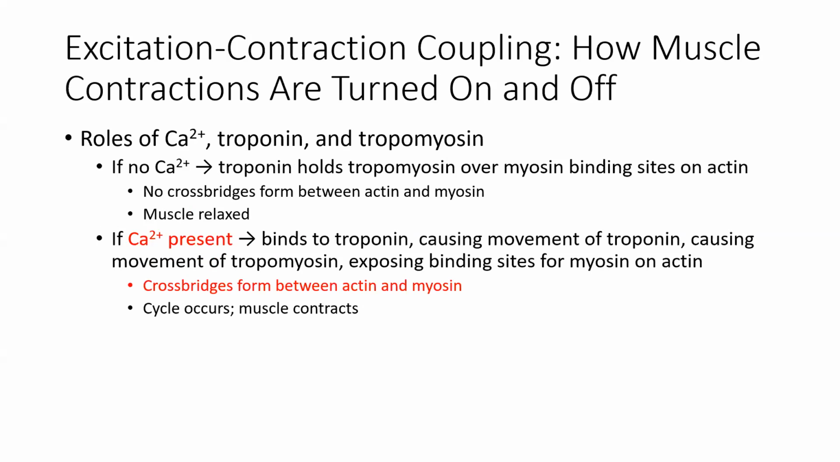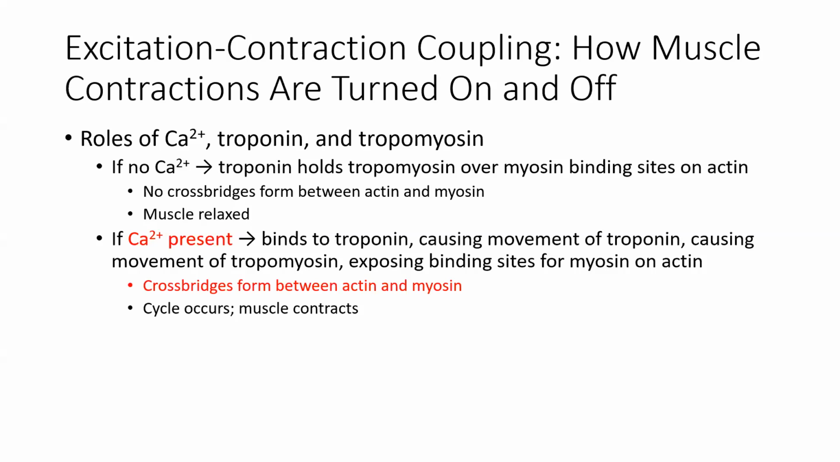So if you remember the two regulatory proteins, troponin and tropomyosin, that are interacting with actin, this is where calcium comes into the picture. So troponin is going to have a binding place for calcium. And if there is no calcium bound to troponin, tropomyosin is going to cover up the binding spots on actin and essentially prevent myosin from binding onto actin. Okay, I'll say that again.